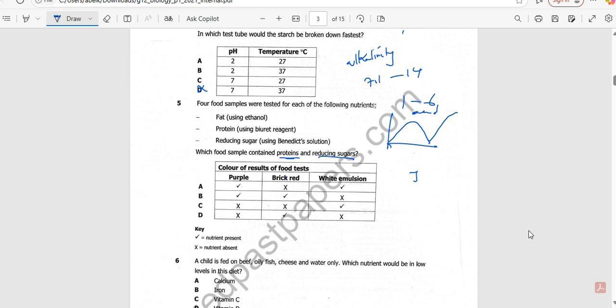So purple, it is ticked, which is correct, it is present, but brick red, it is absent. Now we're looking for which content. Now B, here it is correct, here it is also correct. Then white emulsion, we're not focusing on this one, so our answer is B. So this is our answer.